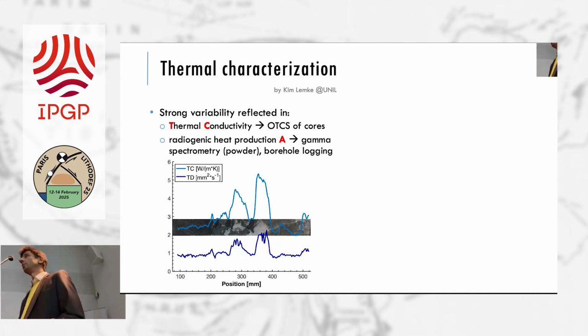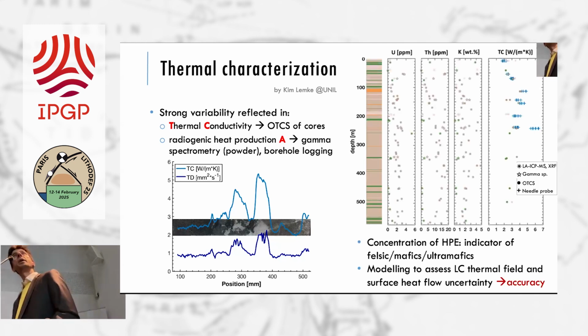And the second measurement that we do is to measure the radiogenic element concentration using gamma spectrometry on powder and also spectral gamma borehole logging. And once you have all this data, you can build thermal models of the lower crust and do calculations of how the variability of low TC and high TC and low radioactivity, high radioactivity rocks affect your heat flow estimate. And this is work in progress, but we can already say that the uncertainties increase by a lot if you consider these variabilities.